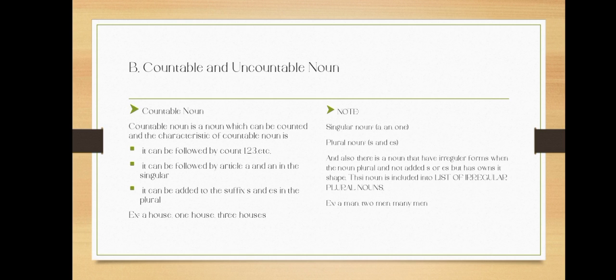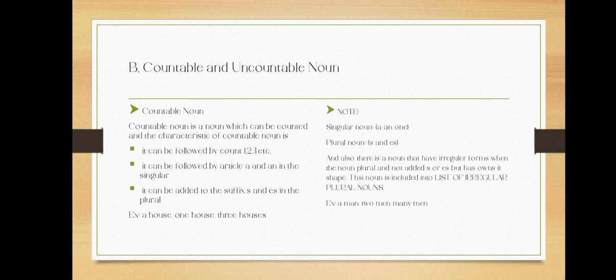Okay, for the second is countable and uncountable nouns. Based on whether or not they can be counted, nouns are grouped into two: countable noun and uncountable noun, and mixed noun.